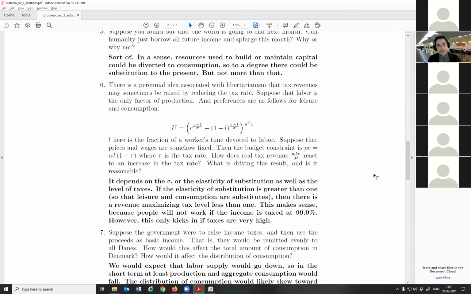Okay, so this one, number six, the last thing we'll do today. There's a perennial idea associated with libertarianism that tax revenues may sometimes be raised by reducing the tax rate. Anybody know what that's called, by the way? There's a curve associated with that. Anybody know that curve's name?